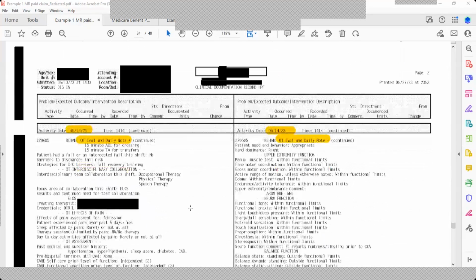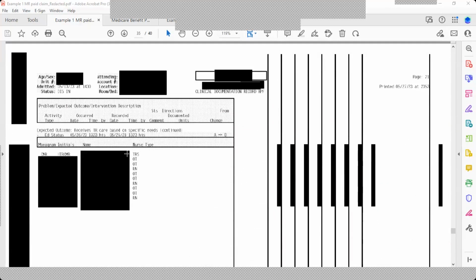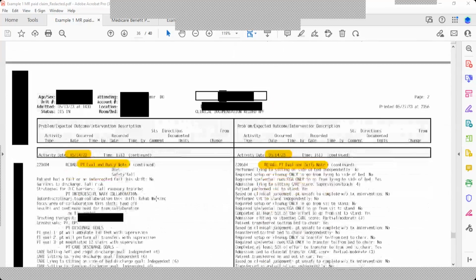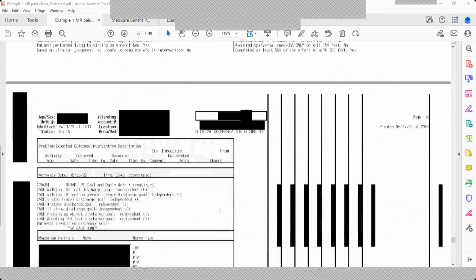These first 2 pages are the occupational therapy daily notes, as well as the signature page by the treating therapist. So we can see this is from May 14th, and it's the eval and daily note for OT. And then the signature log. And then we're coming to physical therapy, same thing. We have the PT eval and daily note for May 14th, and then a signature log.